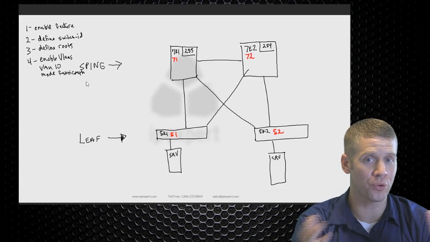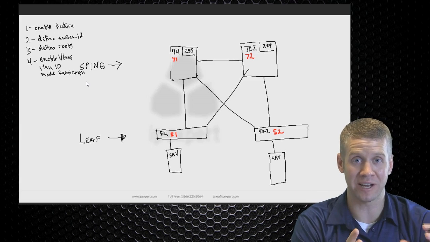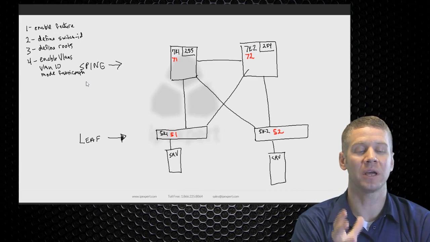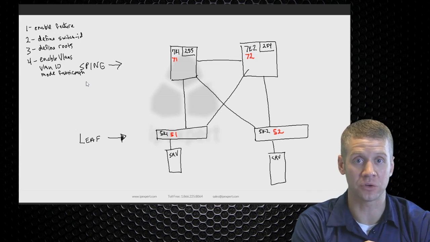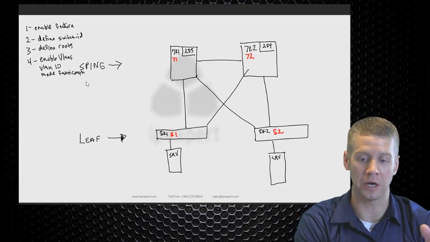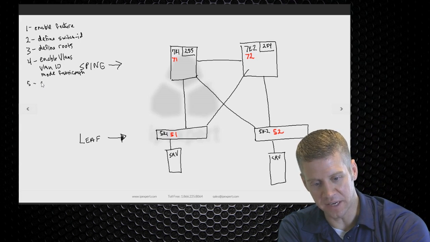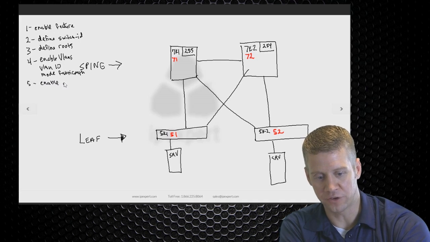And again, a good rule of thumb is that if it flows in your data center, enable it as a FabricPath VLAN. It's still going to be able to egress out on a classical Ethernet link, as we're going to see. The fifth thing we're going to do is enable interfaces.